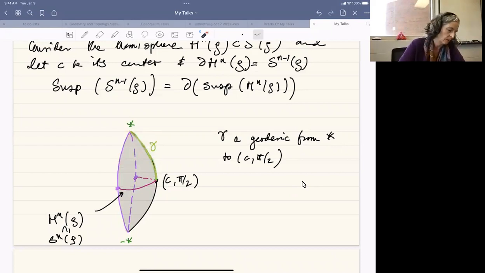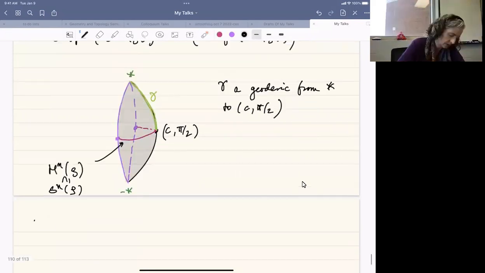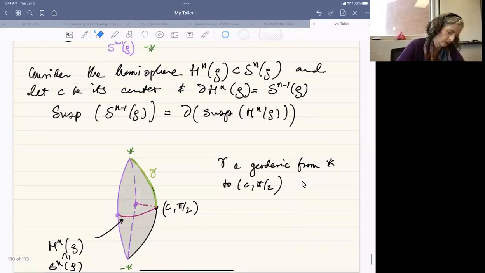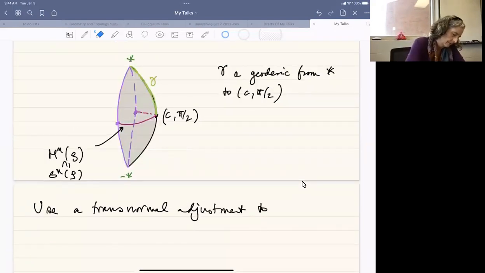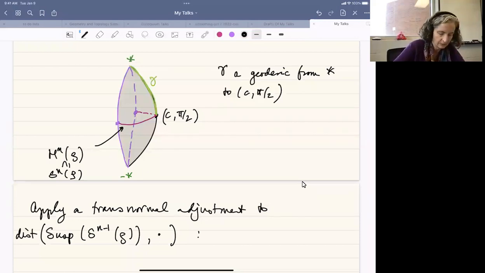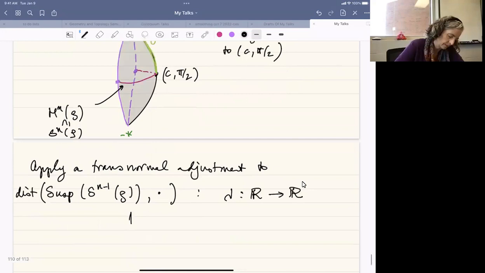So this is where we use a transnormal adjustment to this distance function. So I'm going to apply the transnormal adjustment to the distance function from the suspension of S^{n-1} of rho. This is my boundary. This is to make sure that it's actually strictly concave down. The transnormal adjustment is just throwing in a real valued function that's concave down and strictly increasing. And that means I'm going to have f, which is going to be lambda composed with the distance function.